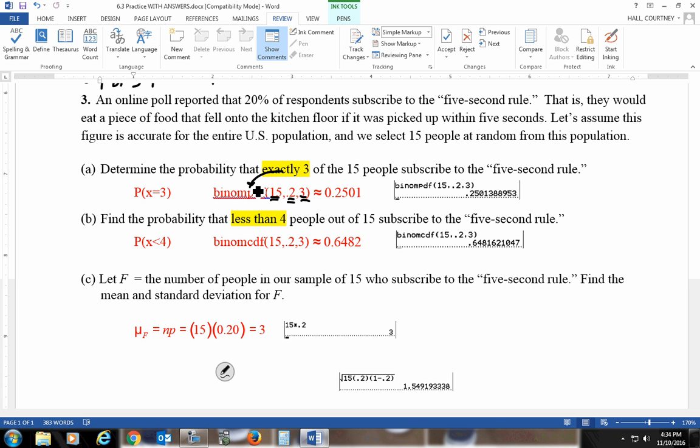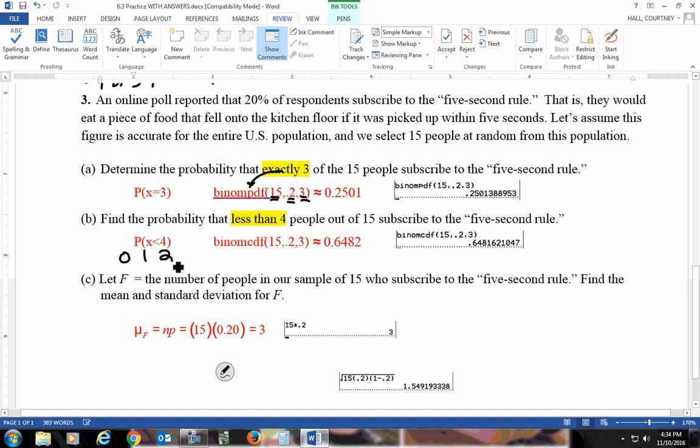Okay. Part B, find the probability that less than 4 people out of the 15 subscribe to the 5-second rule. So I'm going to do the probability of x being less than 4. Again we have our number of trials is 15. We're doing binomial CDF this time because it's not exactly 4, but it's less than 4. So we want the binom PDF of 0, 1, 2, and 3.